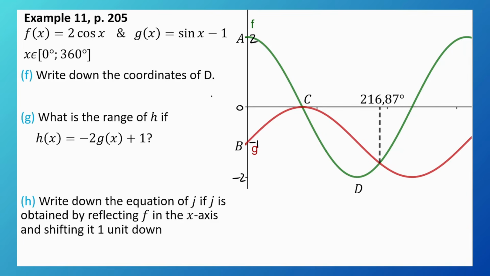Now, we are going to write down the coordinate of D. So D is a point on the green graph, our f, which is 2 cos x. We can also see that it's the turning point over here. So from that, we know the y value will be -2. We always say x, then y.